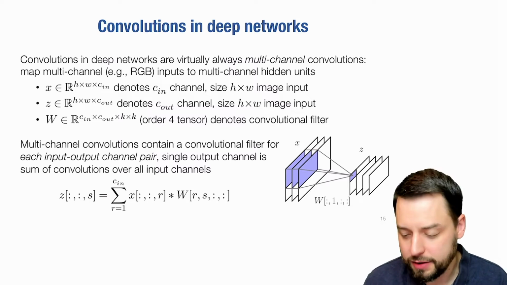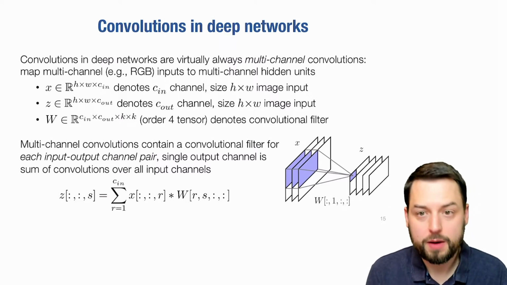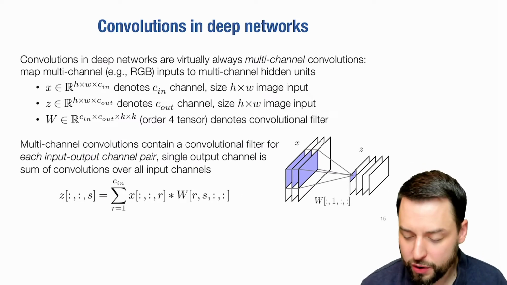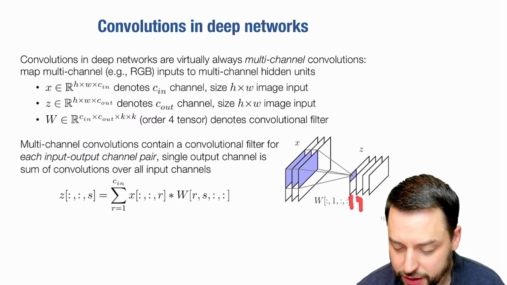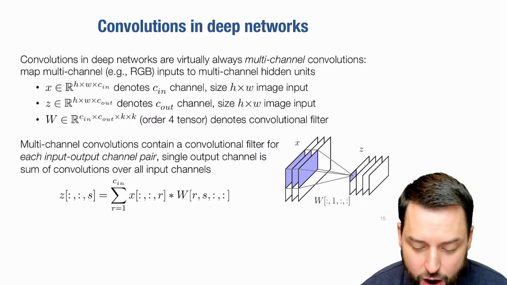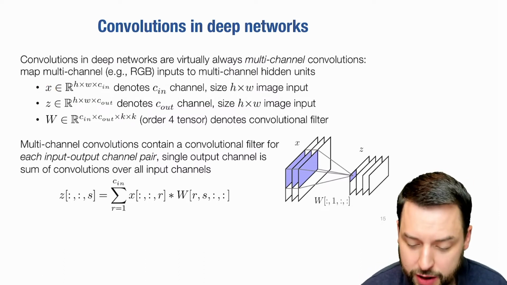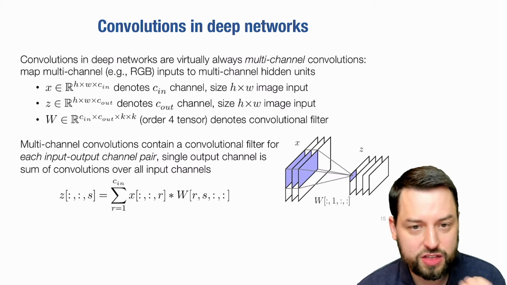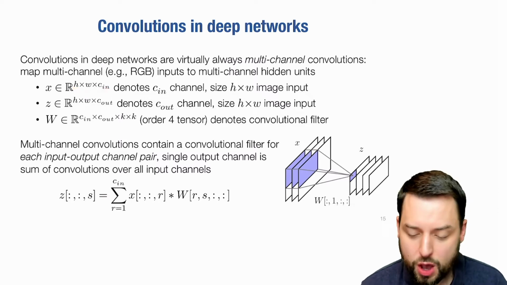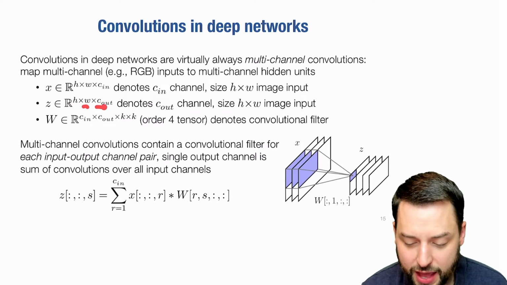We use a lot of channels to represent more complex elements in the hidden layer. Each channel is still a 2D spatial array, but we're going to use many of them to represent our hidden units. In general, we think of our inputs, which could correspond to our input image but also to intermediate layers in the network, as a rank 3 tensor with a height and a width, but also a number of input channels. We also think of our output as having a height, a width, and a number of output channels.